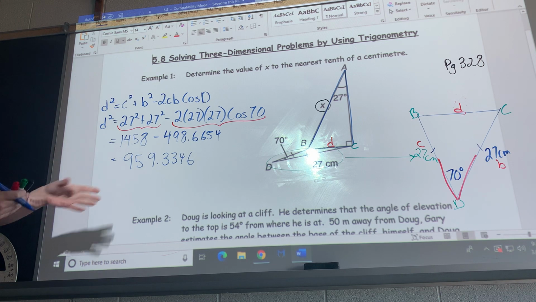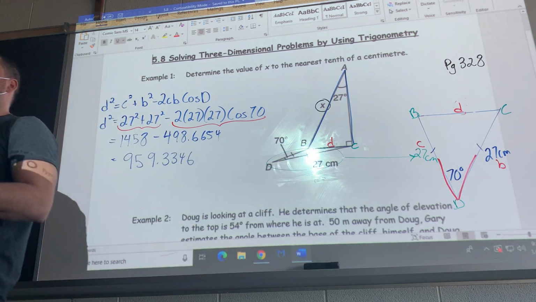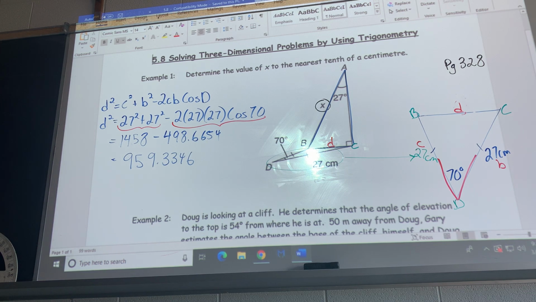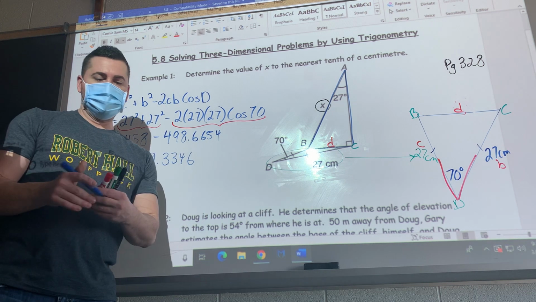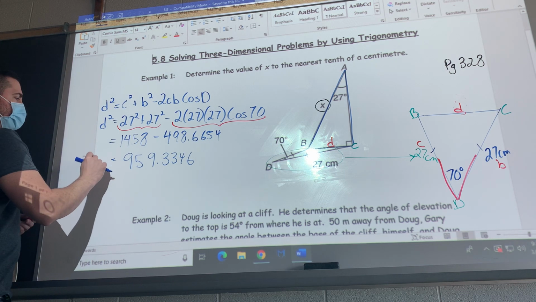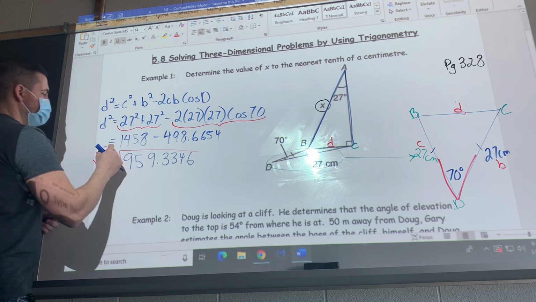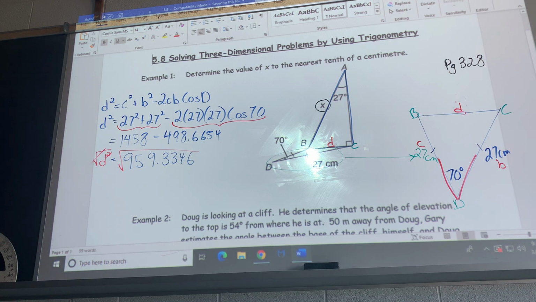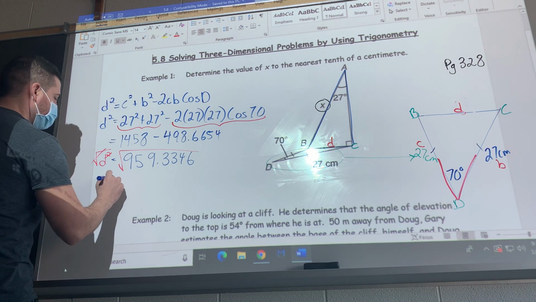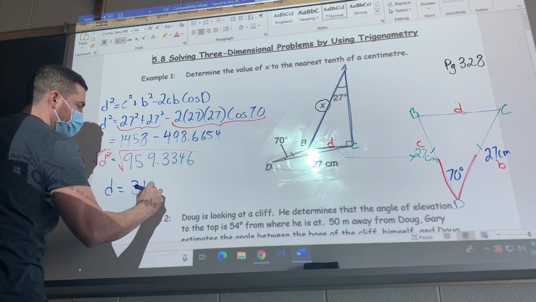Okay, so would 959 centimeters make sense for this triangle? No, that means I forgot the last step, which is, Declan? Square root. Okay, so we're going to square root the d squared. And we get 30.97. Does it tell me? 1/10 of a centimeter. I just rounded to 31. It will be 31, yeah, because 30.97 rounds up to 31. So we get 31 centimeters.